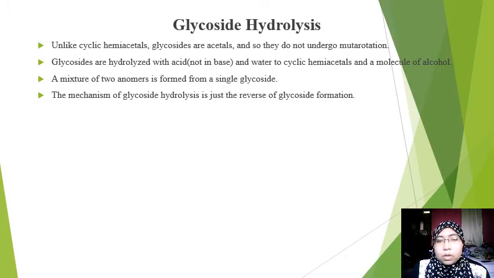Next, we will talk about glycoside hydrolysis. Unlike cyclic hemiacetals, glycosides are acetals and so they do not undergo mutarotation. Glycosides are hydrolyzed with acid, not in base, and water to a cyclic hemiacetal and a molecule of alcohol. A mixture of 2 anomers is formed from a single glycoside. The mechanism of glycoside hydrolysis is just the reverse of glycoside formation.